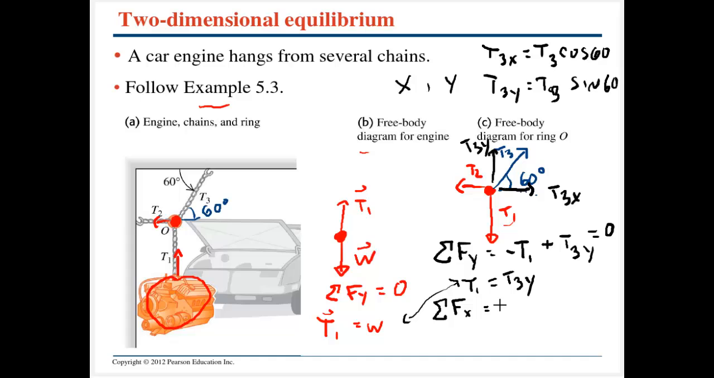the sum of forces in the x direction is going to be also equal to mass times acceleration. Acceleration is equal to 0. We're going to have negative T2 plus T3x, and we can say T2 must therefore be equal to T3x.